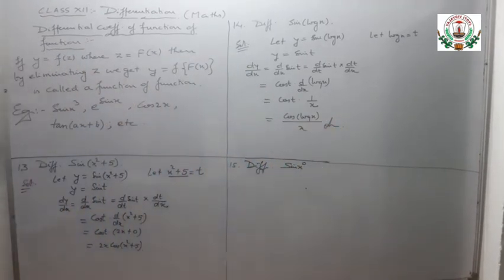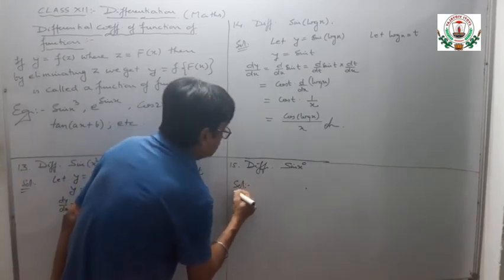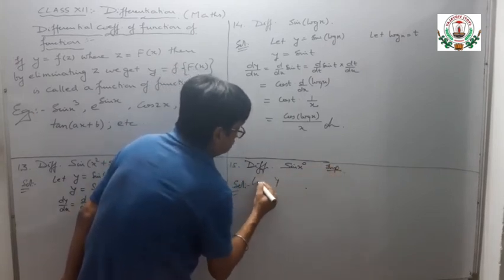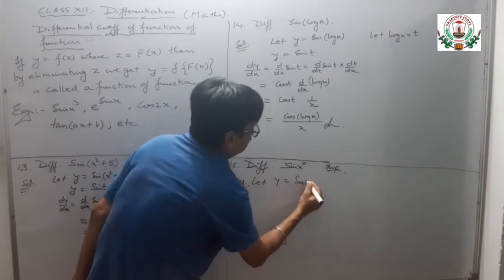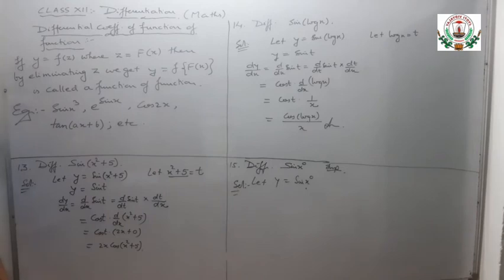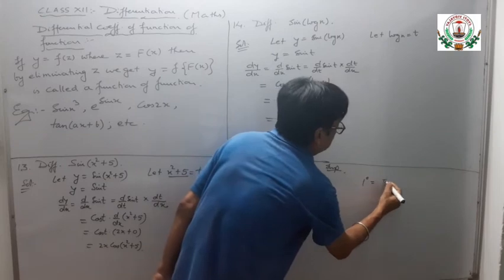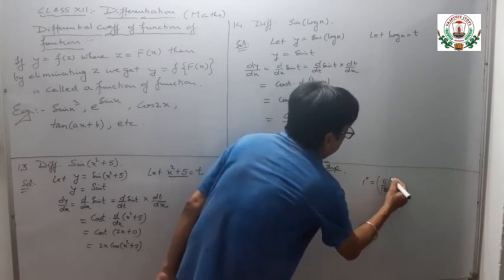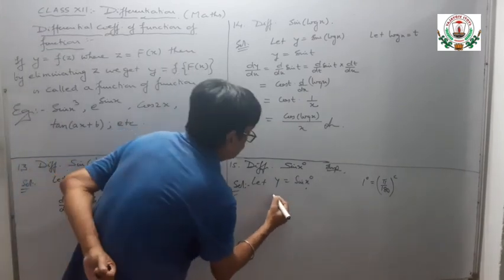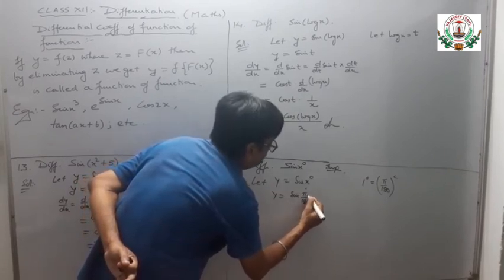Now next comes: differentiate sine x degree. Solution. This is a very important question. Let y is equal to sine x degree. Since all the trigonometrical ratios are in radian form, I have to convert 1 degree into radian by multiplying with pi by 180. It will convert it into a radian form. So what we will do is y is equal to sine pi by 180 x.